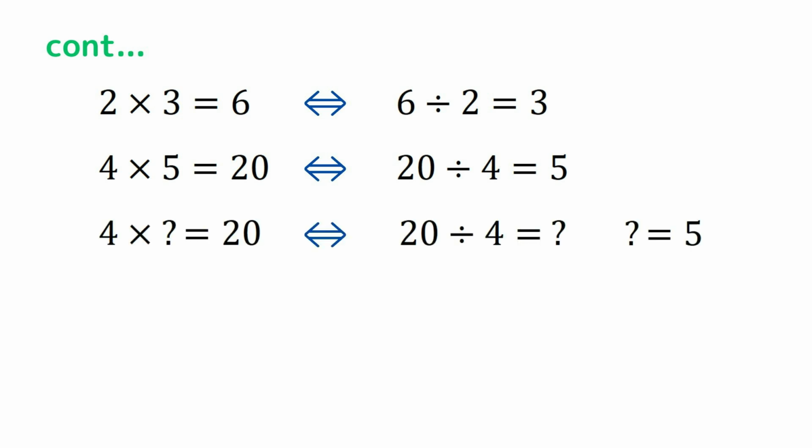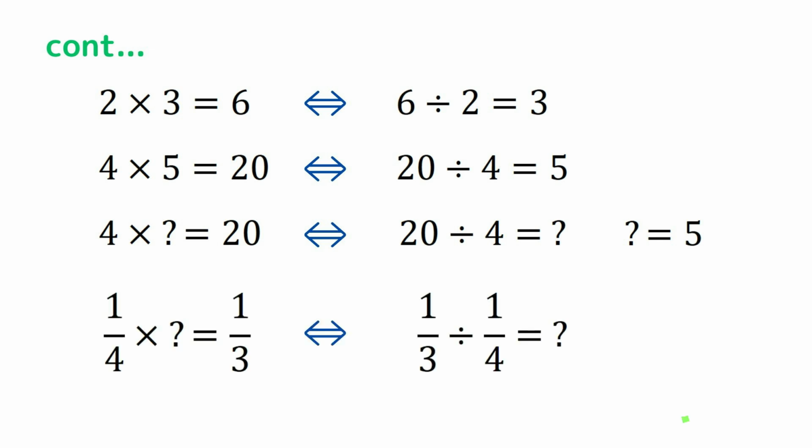Let's replace the two 5's in these equations with question marks. Then we get the equations like this. 4 times the question equals 20, 20 divided by 4 equals the question. Of course, the question is 5. Now, let's replace 4 with 1/4 and 20 with 1/3. 1/4 times the question equals 1/3, 1/3 divided by 1/4 equals the question.